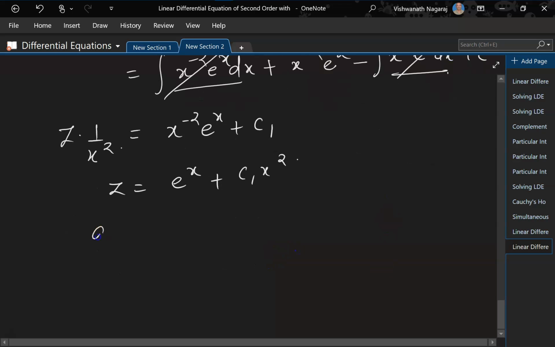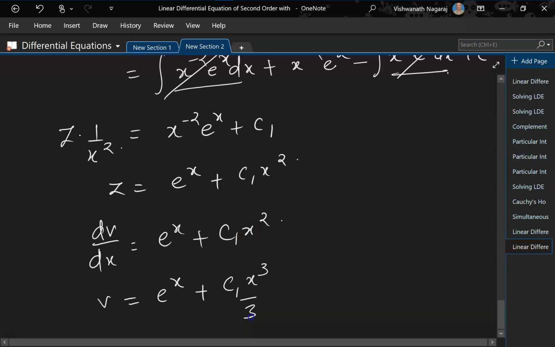Now z, which is dv by dx, is equal to e to the power of x plus c1 x square. What we want is v. So v is the integral of this. So the integral of e^x is e^x, plus the integral of this: c1 x cube by 3 plus a constant of integration, another one.